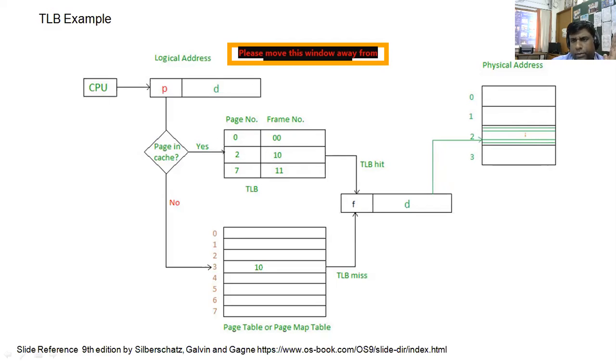If available, then we go for the physical address. If we don't find it, then we go to the main page table. तो वहां तो हमें फ्रेम नंबर मिलना है, और जब फ्रेम नंबर मिलेगा तो हम फिजिकल एड्रेस के लिए जा पाएंगे. तो दिस इज बेसिकली TLB एग्जांपल.